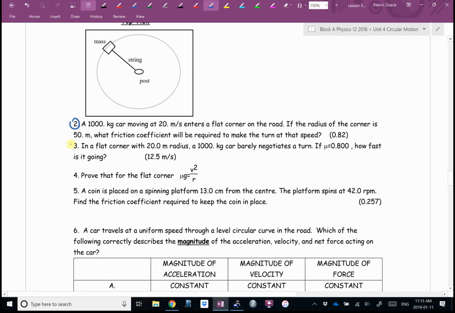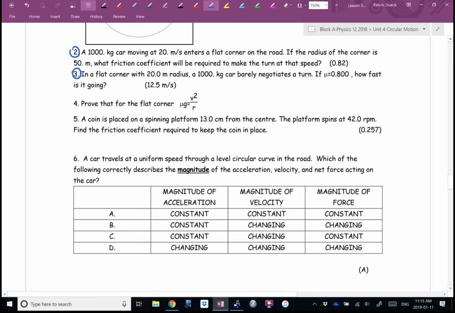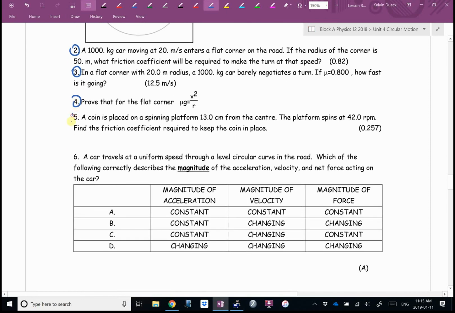2 is good. 3 is good. 4 is good. 5 is good. Number 5, 13 centimeters. You're going to have to convert that to meters. And I've given you a frequency in revolutions per minute. First, you'll have to convert that to hertz, which is revolutions per second. It's something to do with a 60. And then once you have the hertz, how do I find the period? Take the reciprocal of that, and I'm good to go.